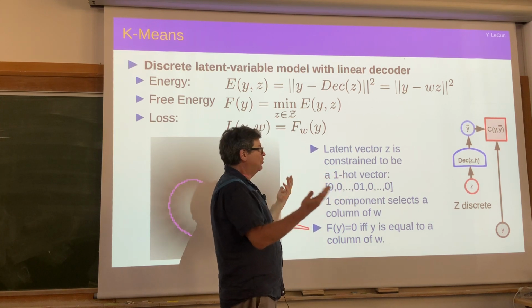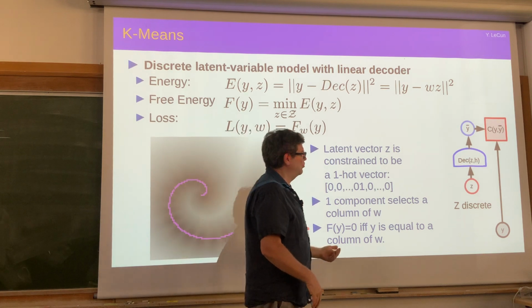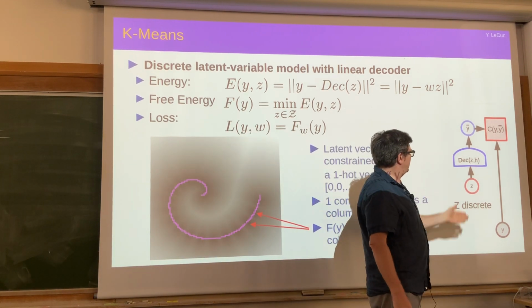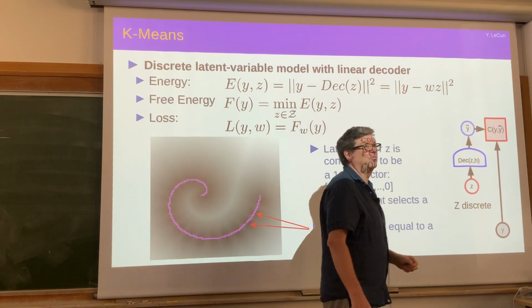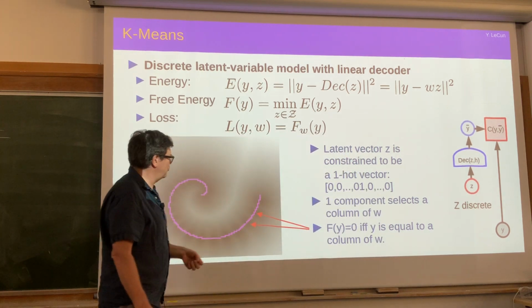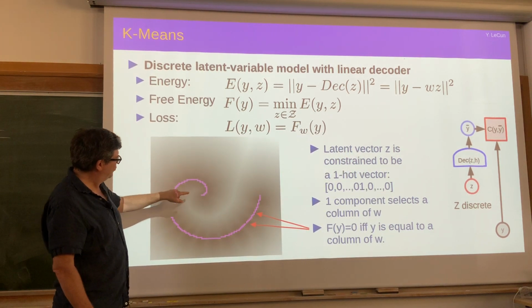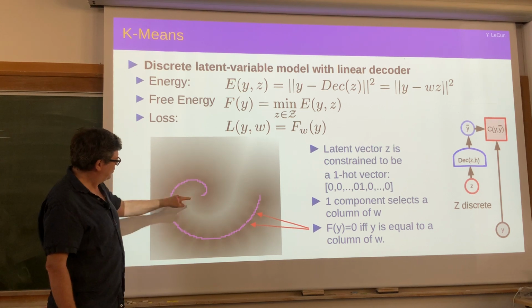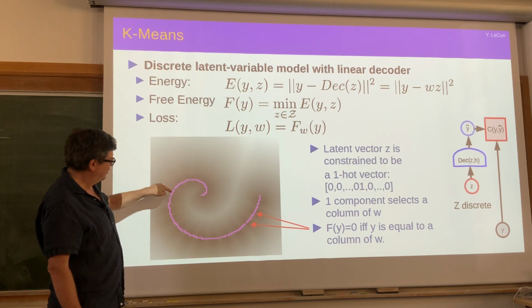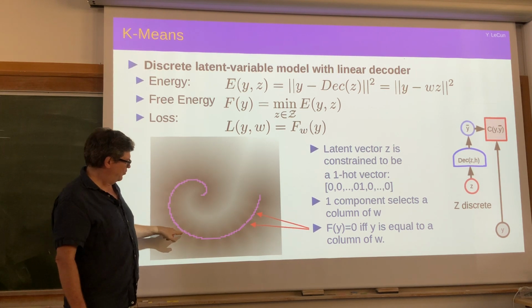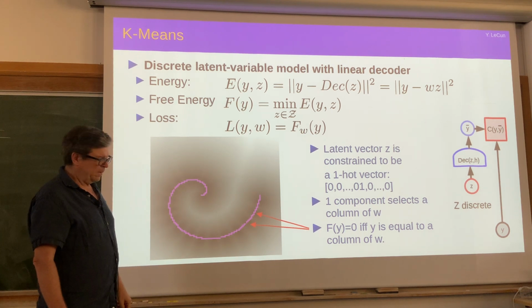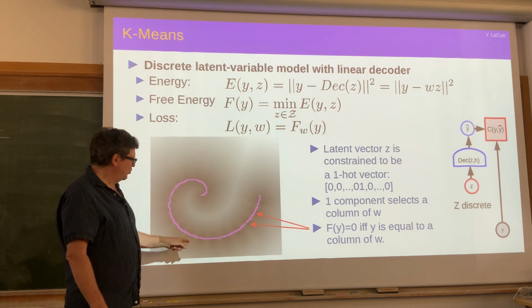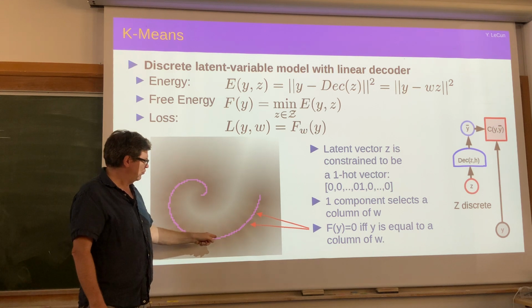You can view this as a latent variable model, where the latent variable is discrete and the decoder is linear. Okay, simplest thing. If you train k-means on this data set, what you get is 20 prototypes. Each of these little dark areas is centered on a prototype. And so the energy is 0 at each of those 20 prototypes.